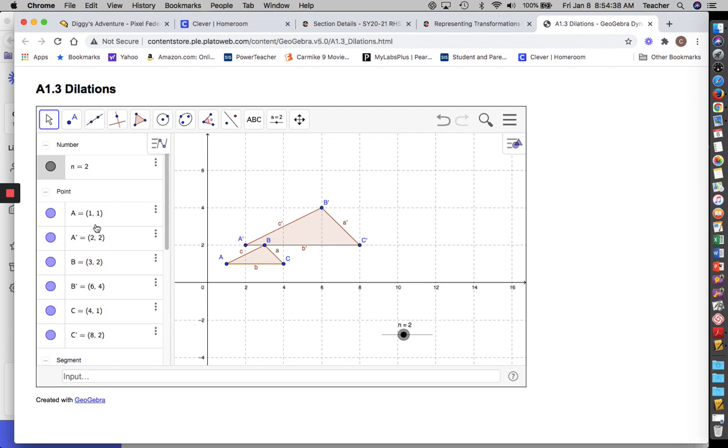All right, so it looks like my A prime is (2, 2), my B prime is (6, 4), and my C prime is (8, 2). So it went from (1, 1) to (2, 2), from (3, 2) to (6, 4), and from (4, 1) to (8, 2). If you'll notice, when your scale factor is 2, everything doubles in size. 1 times 2 is 2, 1 times 2 is 2, 3 times 2 is 6, 2 times 2 is 4, 4 times 2 is 8, and 1 times 2 is 2. So we're going to put those values into the chart.